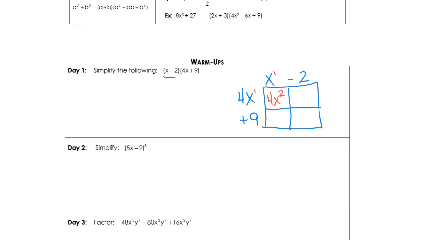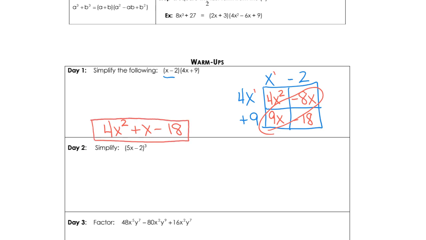Okay? And then it doesn't matter which box you do next. 4x times negative 2 is negative 8x. 9 times x is 9x. 9 times negative 2 is negative 18. And then these right here are like terms. And so we could go ahead and rewrite and say that when these two binomials are multiplied together, you get 4x squared. 9x added to a negative 8x is a positive x. And then that's our minus 18. And that would be the polynomial we get from multiplying those two binomials together.